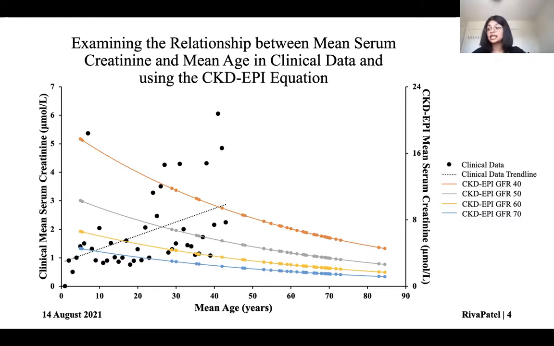To assess the CKD-EPI equation's ability to predict AKI, the equation was rearranged to solve for serum creatinine. GFR was assumed to be at 40, 50, 60, and 70 milliliters per minute per 1.73 meters square, which were common values found in the literature, and as shown in the legend on the right-hand side here. And the family of curves is graphed along with the clinical data as represented by these colorful curves.